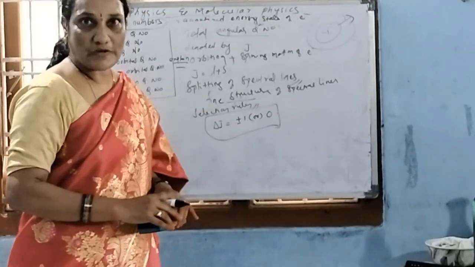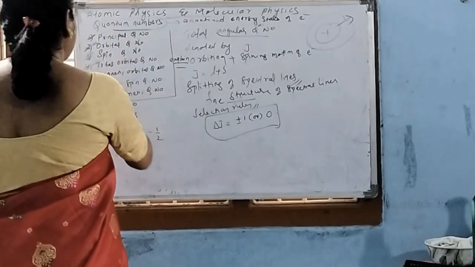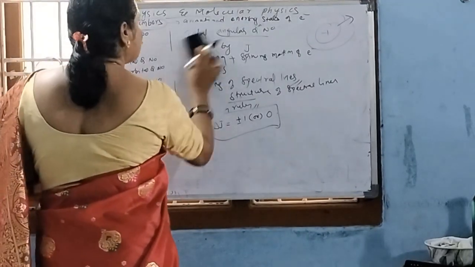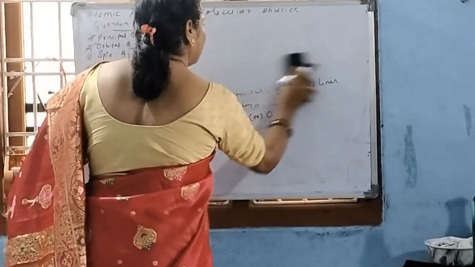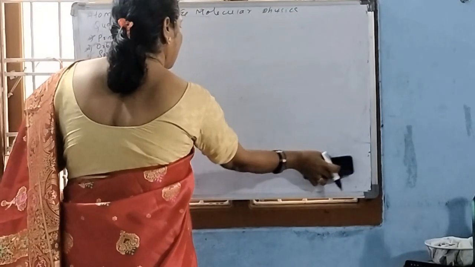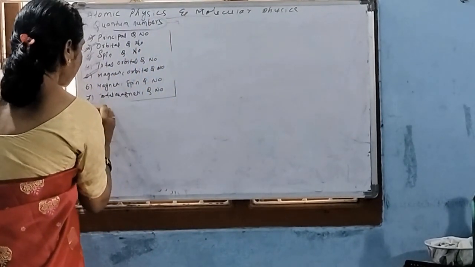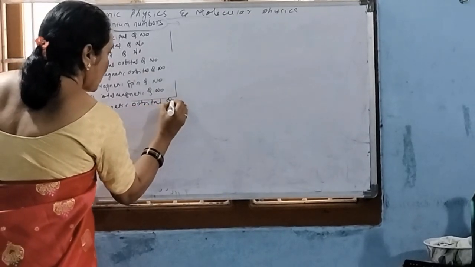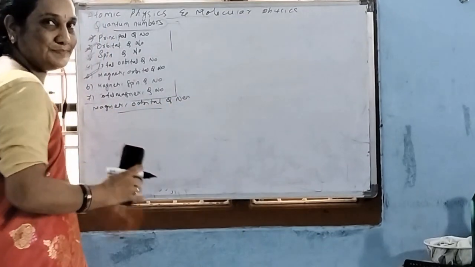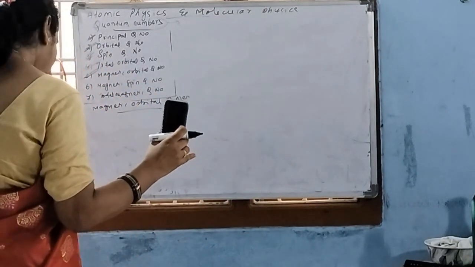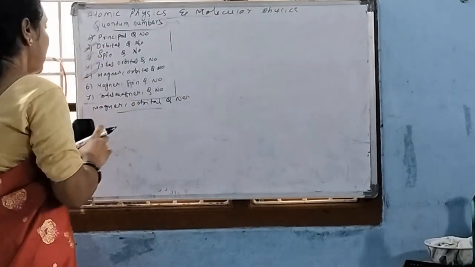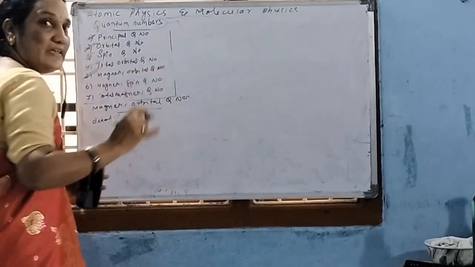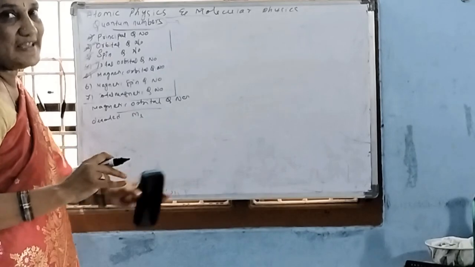So this is about total angular momentum. Now next, let us move to the magnetic orbital quantum number. Okay, now this is denoted by ml, M subscript l.